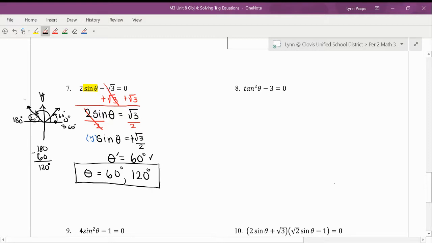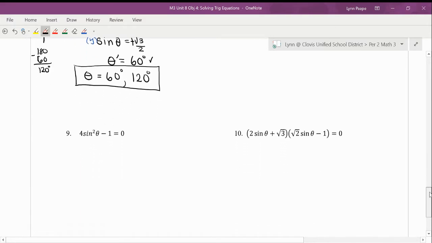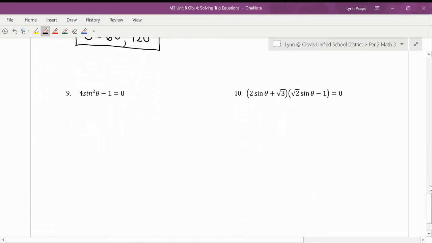Okay. All right, so I know I'm jumping around a little bit, but that's okay. We can do that. Okay, so let's go ahead and we're going to take a look at number 9. I'm going to do the tangents last. Okay, so step 1, we need to isolate the trig ratio. So I need to first get the sine squared by itself. So I'm going to do my adding and subtracting first. So I'm going to add 1 to both sides, and then that gives me 0.